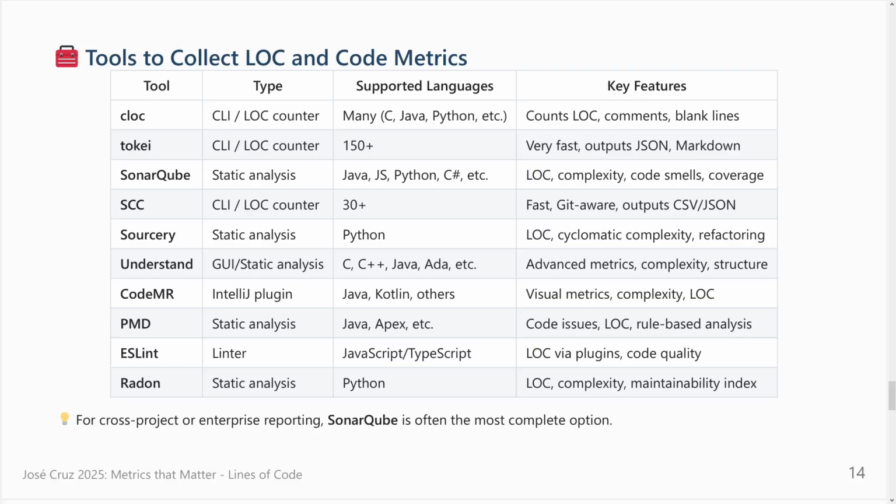So you have this: Cloc, Okay, Sourcery, Understand, CodeMR, PMD, which I already used in the past, something you can use in Java. ESLint is highly popular. And for Python, you have, for example, Radon and Sourcery. Just check these tools, you can really find them on the internet. And all of them support at least lines of code, of course. They support other metrics also.